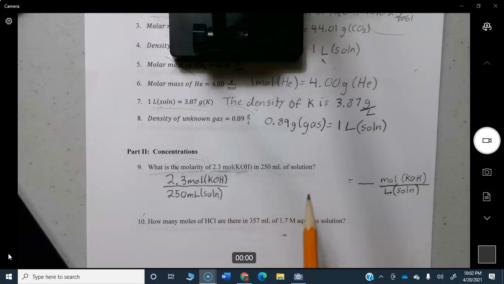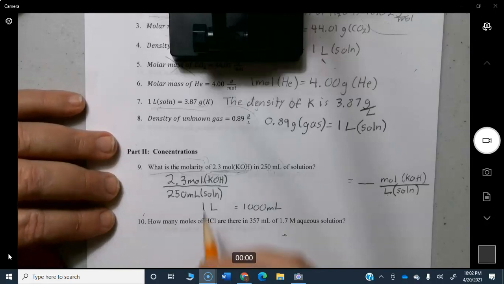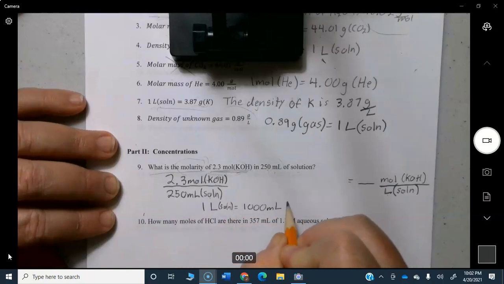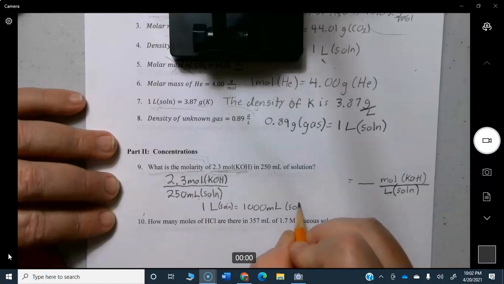So now we go down to the bottom, the denominator. You have milliliters of solution, you need to end up with liters of solution. This conversion you should just have memorized. It's 1 liter equals 1,000 milliliters. That's true of any substance. A liter equals 1,000 milliliters, always, no matter what the substance is. But you always want to put a unit of measure along with the substance. So we're going to write solution and solution. Why? Because that's what we started with here, milliliters of solution.